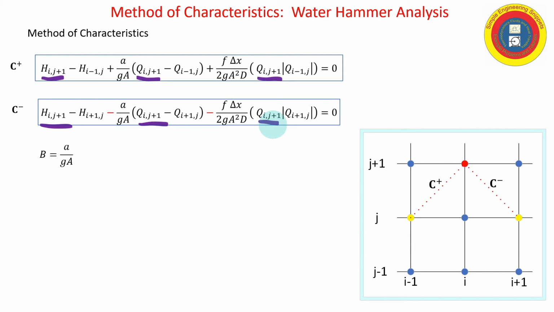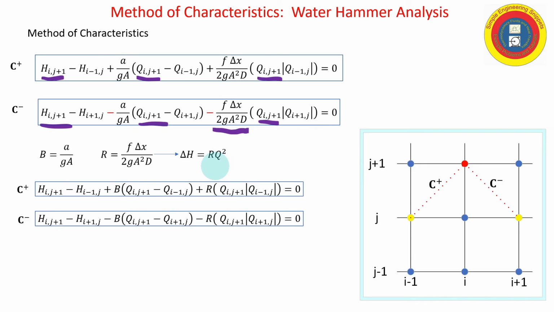Okay, to simplify things, we take the quantity a over gA. If you remember my video on the Joukowsky relation, this falls out from that. Oftentimes it's referred to as the elastic factor because it takes into account the compressibility of the liquid and elasticity of the pipe. And so we're going to substitute capital B for that. And this grouping for the frictional loss, the head loss in the pipe, we're going to call that R. And when you do that, then the head loss is equal to R, the resistance, times volumetric flow rate squared.